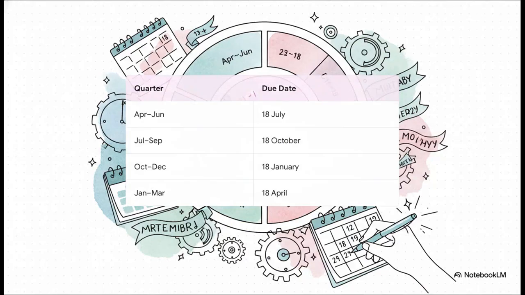Next up, deadlines. And the good news is these are really easy to remember because they follow a simple pattern. Your due date is always the 18th of the month, right after the quarter ends. So for the April to June quarter, you've got until July 18th. For July to September, it's October 18th. You get the picture. Go ahead and pop these dates in your calendar right now.